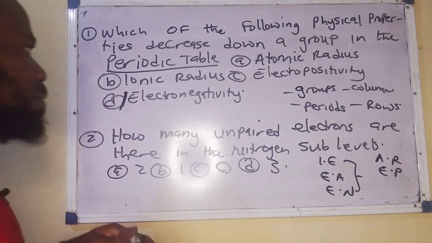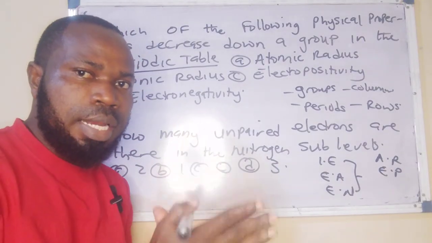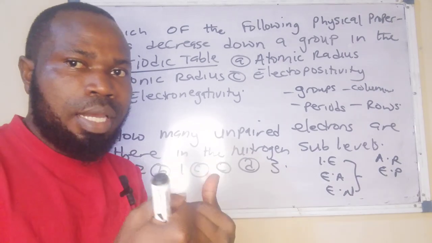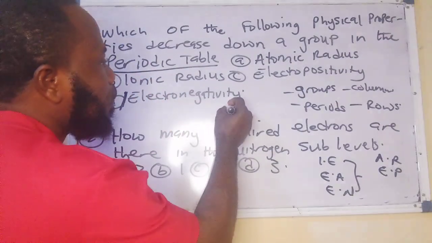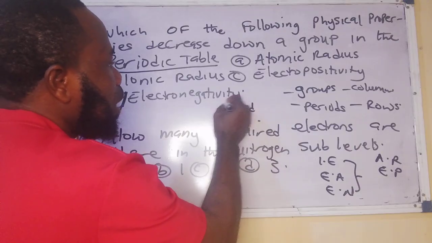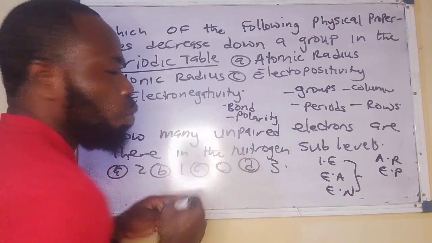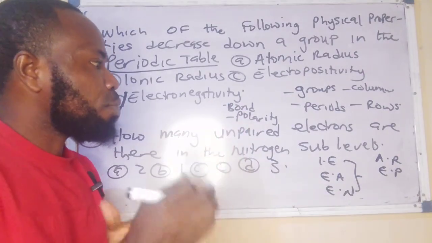Electronegativity. Now this electronegativity, you need to know it. What is electronegativity? It is the tendency or ability of an element to do what? To attract electrons. Now this electronegativity is used to predict the type of bond. Let me just bring out some points, and of course it is used to predict the polarity of a what? Of a molecule. Used to predict the type of bond, and of course the polarity of a molecule. So you have to be very careful.